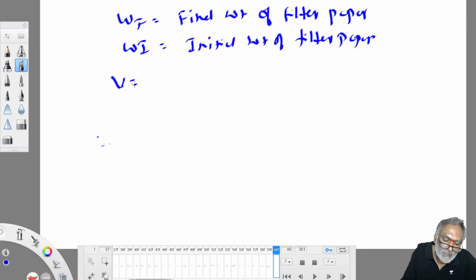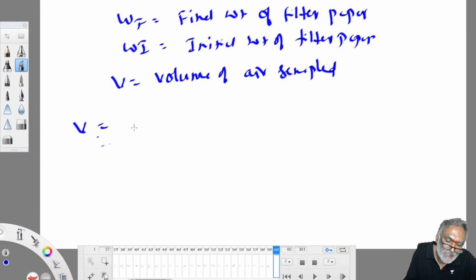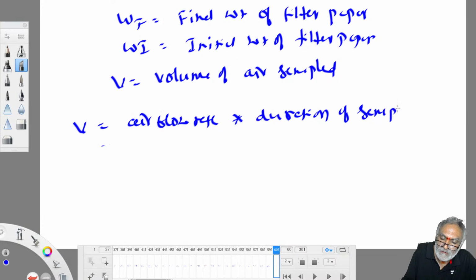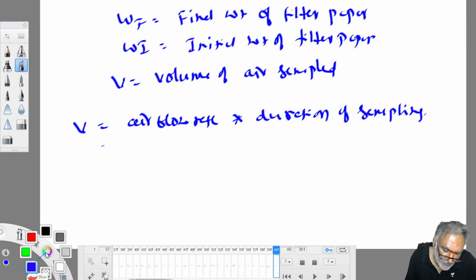Okay, and V is equal to the volume of air sampled. This volume of air sampled is equal to the average airflow rate. The pump is used to suck air, so airflow rate of the pump into the duration of sampling gives you the volume of air sampled. Understood now? This is one question they ask related to the high volume air sampler. In addition to that, they ask many questions, but most of them are aptitude kind of questions.